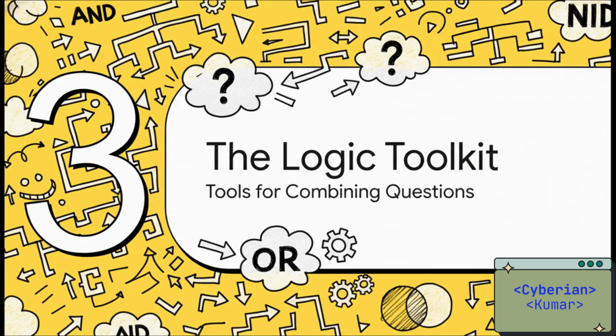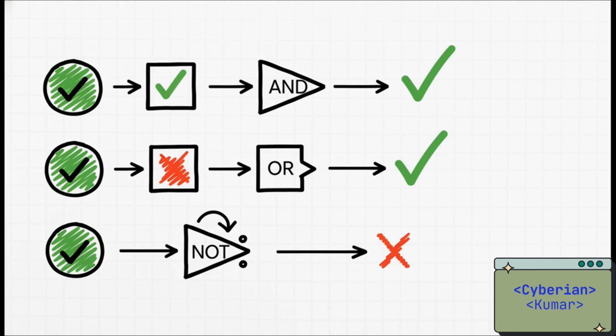Okay, so we have tools for math, and we have tools for asking questions, but what if one question isn't enough? That's where our third set of tools comes in, the logic toolkit. This is all about combining our questions. And you can build incredibly complex logic with just these three words: and, or, and not. And is really strict. It only says true if both conditions are true. Or is much more relaxed. It'll say true if at least one of the conditions is true. And not just flips the answer. True becomes false, and false becomes true.